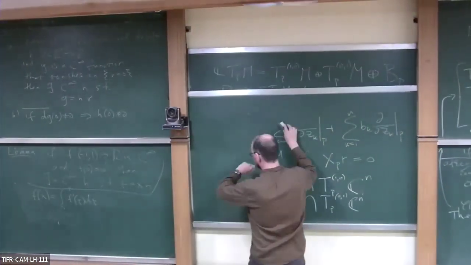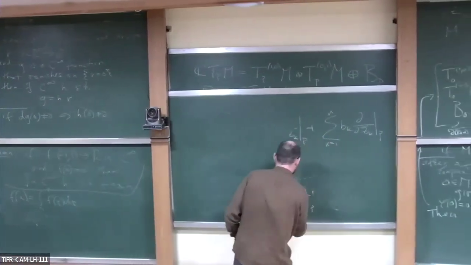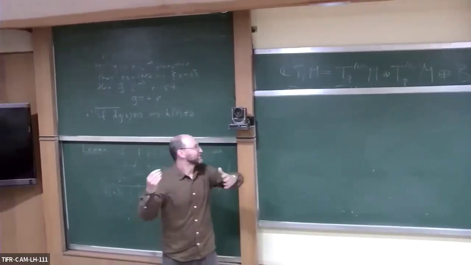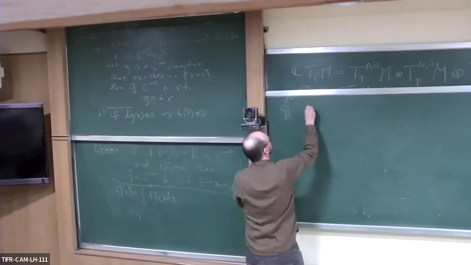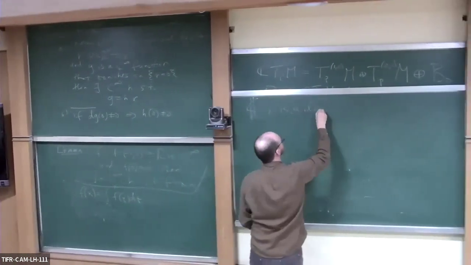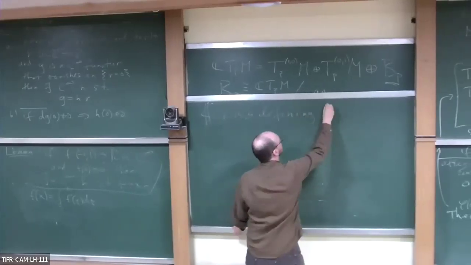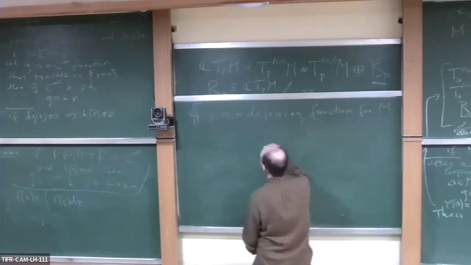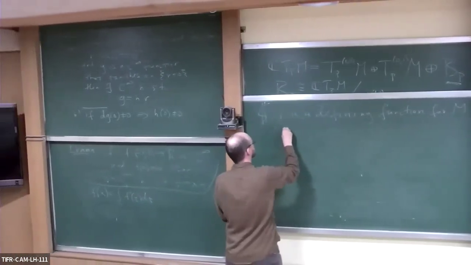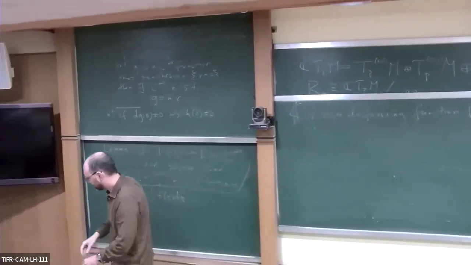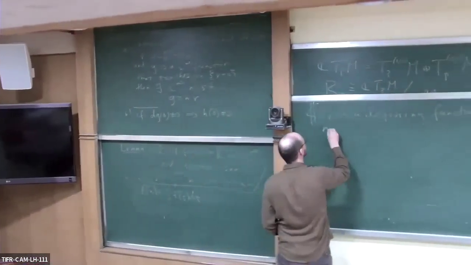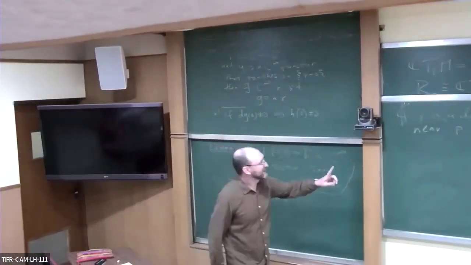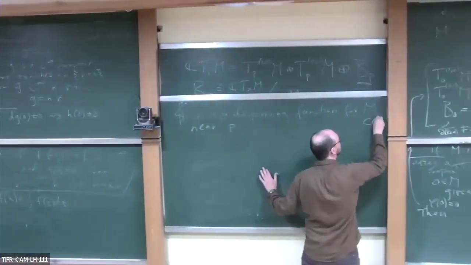All right. So okay. So suppose R is a defining function near some point P. We're back in Cn, right?